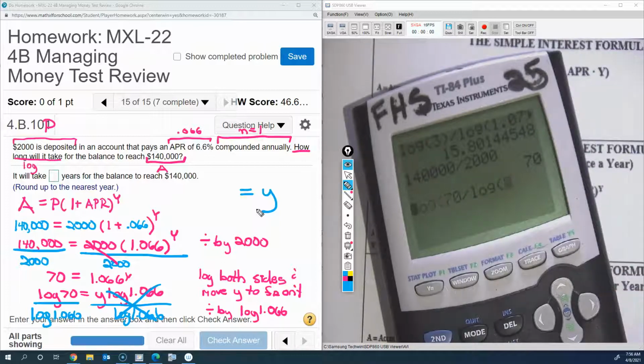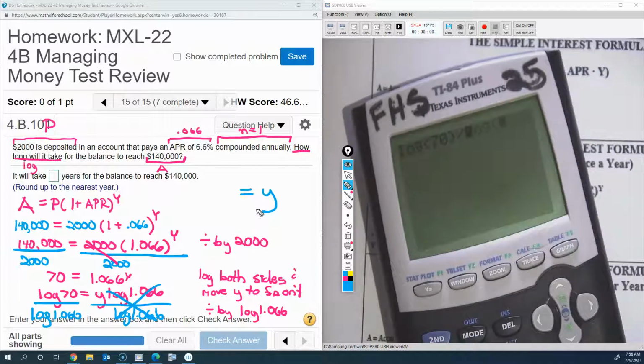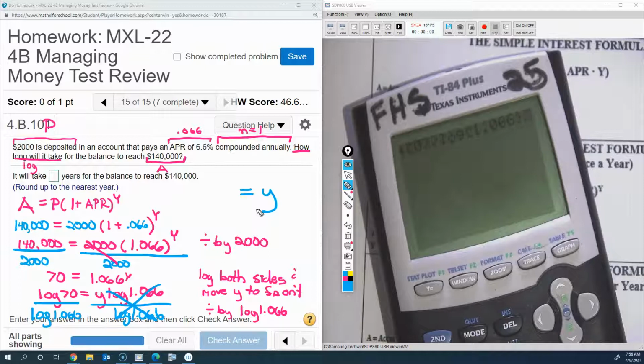Whoops. Log 70, close the parentheses, divided by log, close the parentheses. And then round your answer up.